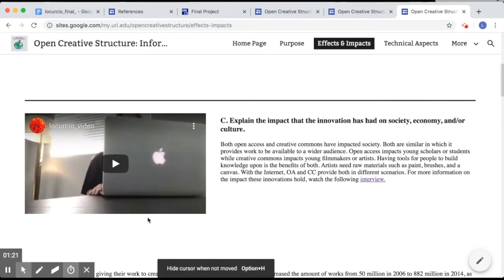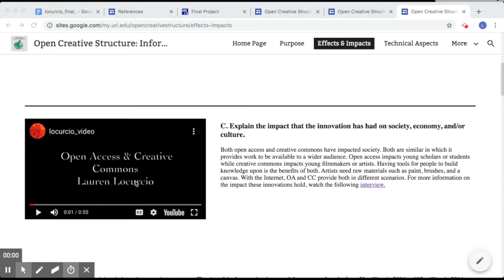Both open access and Creative Commons have impacted society. Both are similar in that they provide work to be seen by a wider audience. Open access impacts young scholars or students, while Creative Commons impacts young filmmakers or artists. Having tools for people to build knowledge upon is the benefit of both. This video explains the impact as well. This is my video.